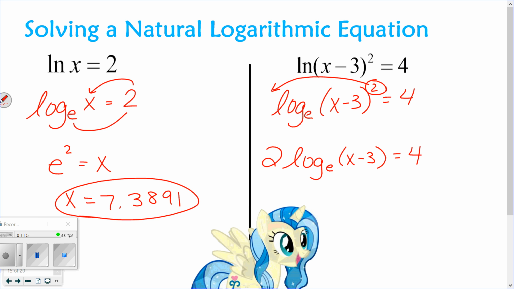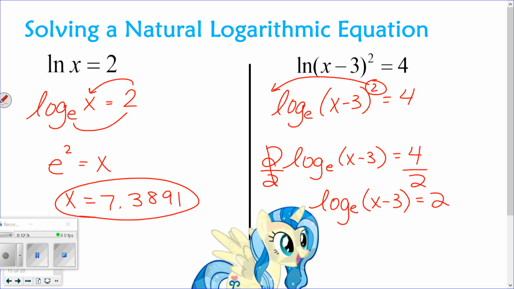Now, can you do this problem otherwise? Yes, you can. So log base E of x minus 3 equals 2. Because you can do this problem without moving that exponent to the front. You could have done e to the 4th power equals x minus 3 squared, but it's a whole lot more work. It gets pretty ugly, okay? So I'm not even going to go there with you guys.